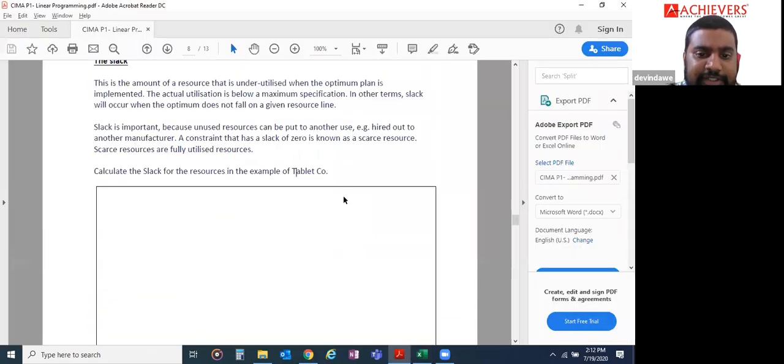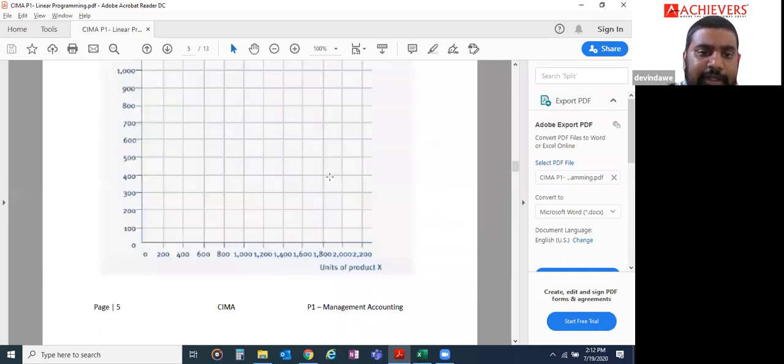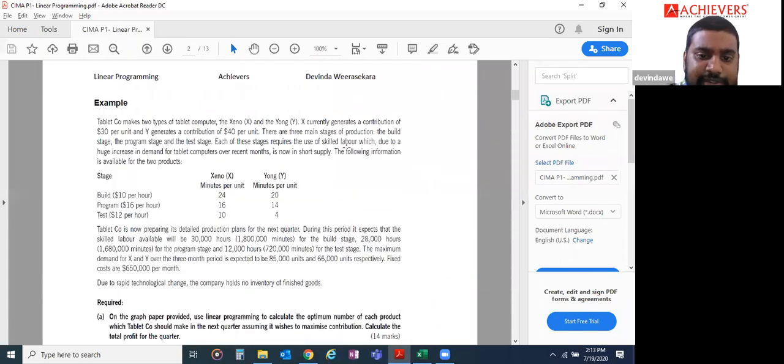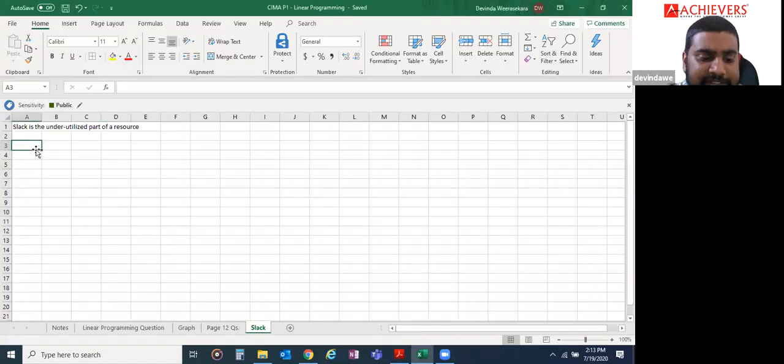So let's go through this example. Calculate the slack for the example of tablet company. So that's why I told you to go through the note. So tablet company is this question, right? This question that we did. So let's calculate the slack.